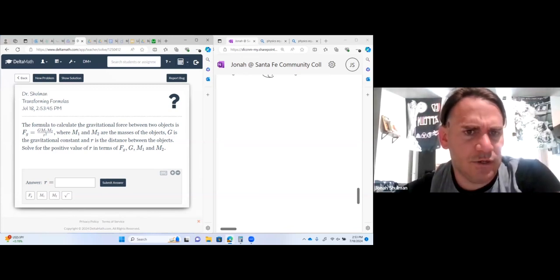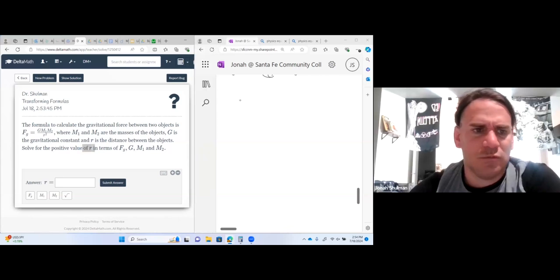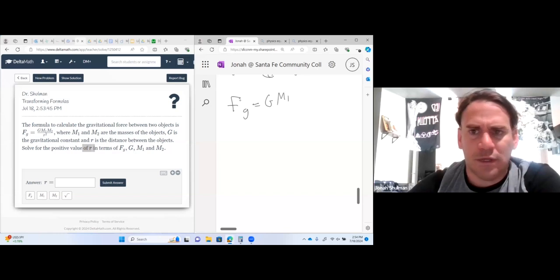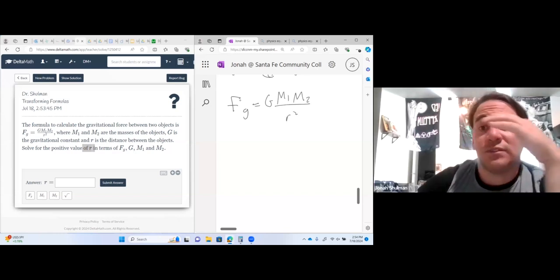The formula to calculate gravitational force between two objects, where m1 and m2 are masses, and G is the gravitational constant, and r is the distance between objects. Solve for r. So we basically just have to solve for r for this crazy thing. It's basically what we just did before. I don't know why they give you all these extra little bits, but it doesn't matter to me. G, m1, m2 over r squared. The problem is this in the bottom.